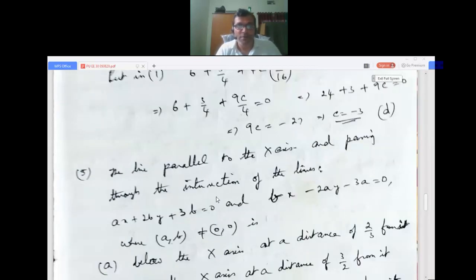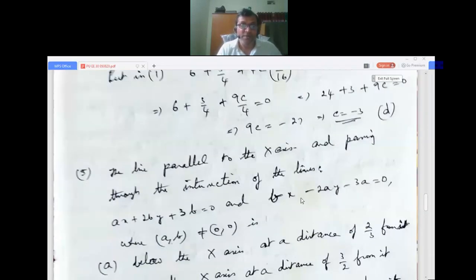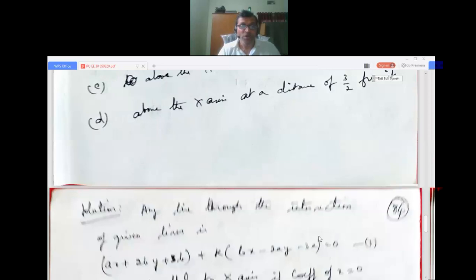Once again I will explain it a little bit quicker. The line parallel to the x-axis and passing through the intersection of the lines ax plus 2by plus 3b equals 0 and bx minus 2ay minus 3a equals 0, where a, b are not equal to the origin, is: below the x-axis at a distance of 2 by 3 from it, below the x-axis at a distance of 3 by 2 from it, above the x-axis at a distance of 2 by 3 from it, above the x-axis at a distance of 3 by 2 from it.